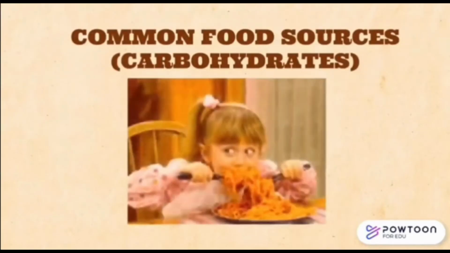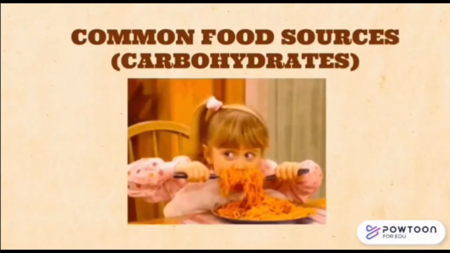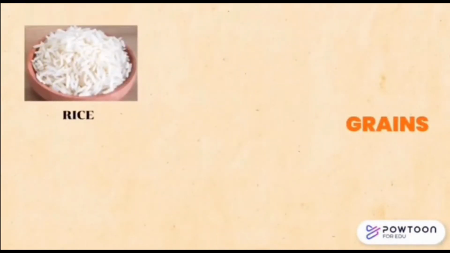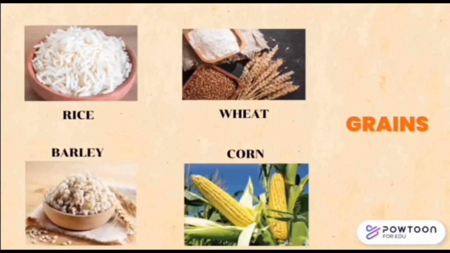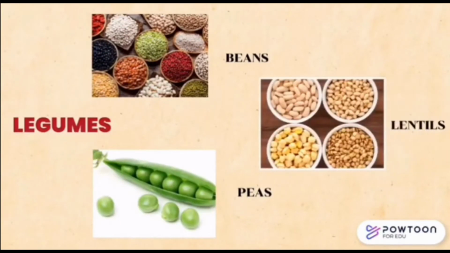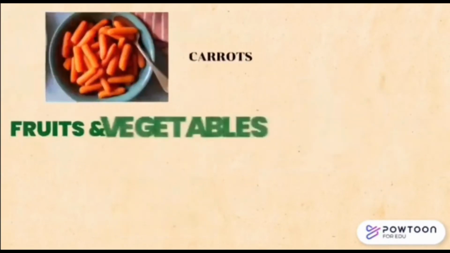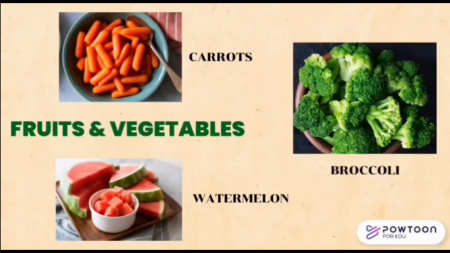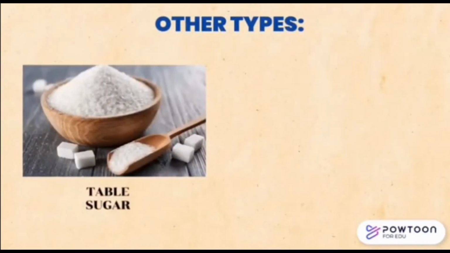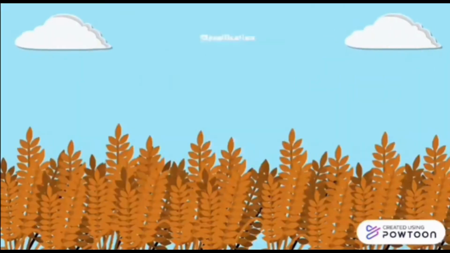Let's move on to the common food sources of carbohydrates. Firstly is grains such as rice, wheat, barley, and also corn. Other than that is legumes such as beans, peas, and lentils. Fruits and vegetables like carrots, watermelon, and broccoli. And lastly, other types including table sugar and honey.